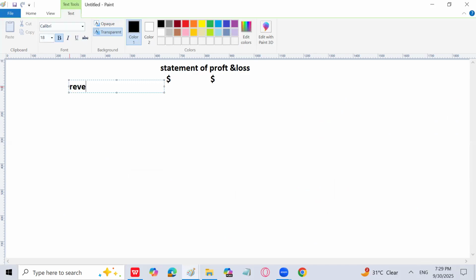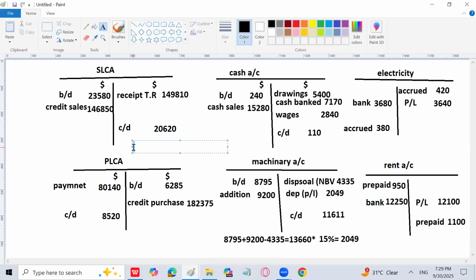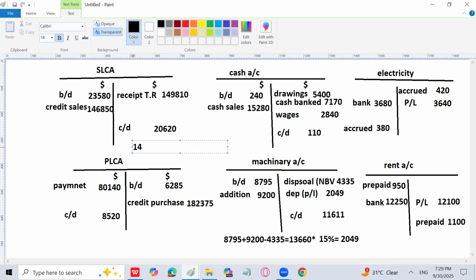So let me write here the revenue first. Revenue comes from cash sales and credit sales. We have calculated the credit sales. That is going to be 146850. And cash sales we already have, 15280. It's given in the question. So what is the total sales? 146850 plus 15280. I think you are getting it. Yes, working is important. 162130. If you have done working, you will get the marks, even if your answer is wrong.